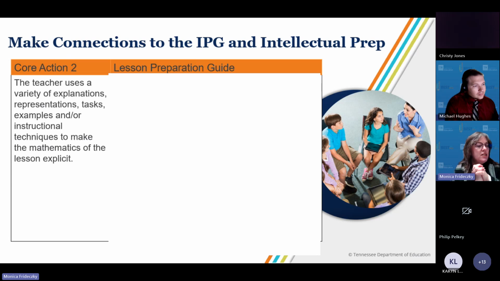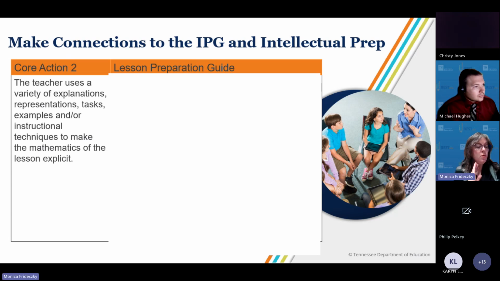Okay, so let's make some connections to the IPG and to intellectual prep. Intellectual prep, collaborative prep, lesson internalization, unit lesson prep, whichever one of those things you call it. This is more than just a plan. This is more than a lesson plan. This requires some intellectual preparation. Am I ready to teach this lesson?